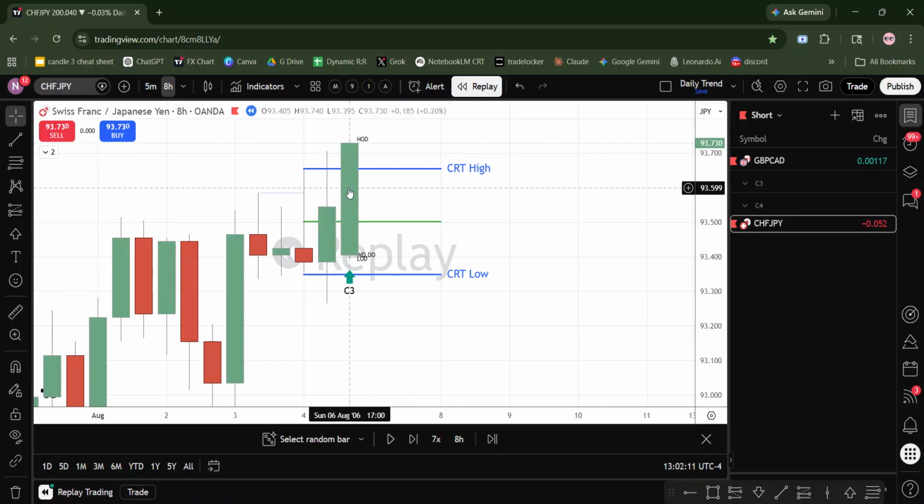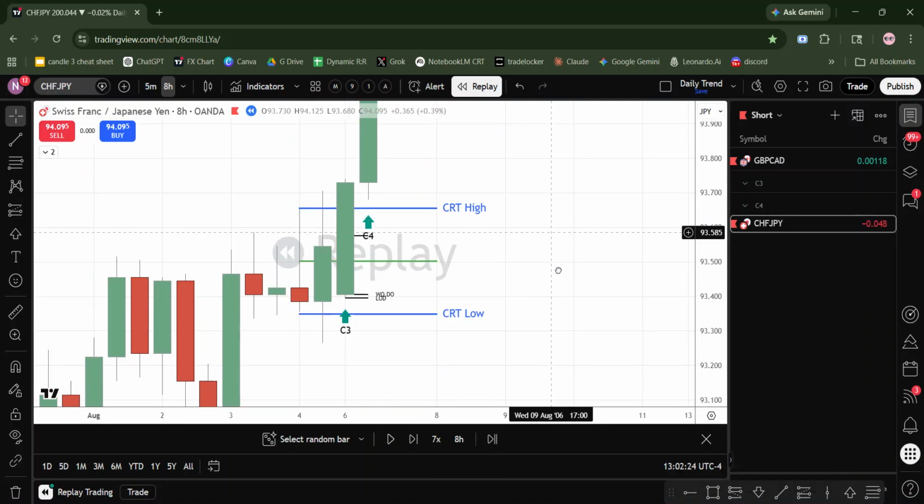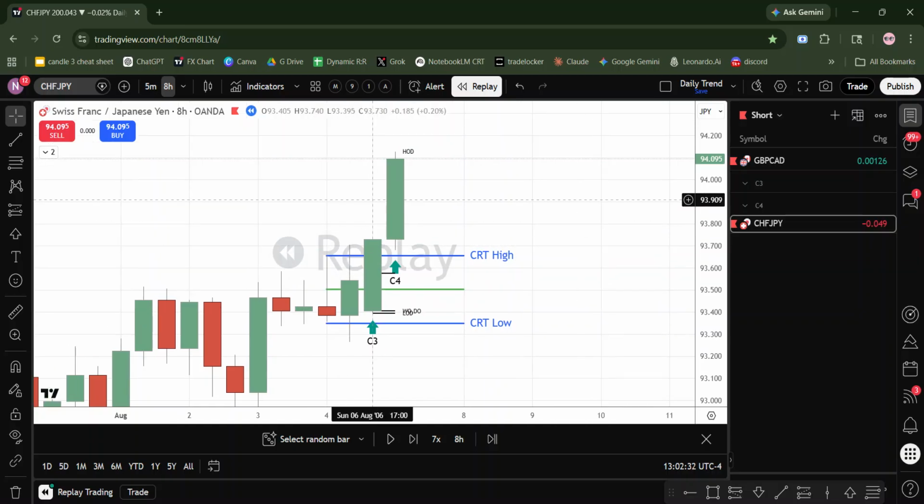So we're still in candle 3 right here. And then when it closes and I go to the next one, there's your candle 4 right there. So that's that. Candle 4. Great trade. Again, candle 1, candle 2, candle 3, candle 4. Now that's done. I'm not looking for any more trades here for now on this one.